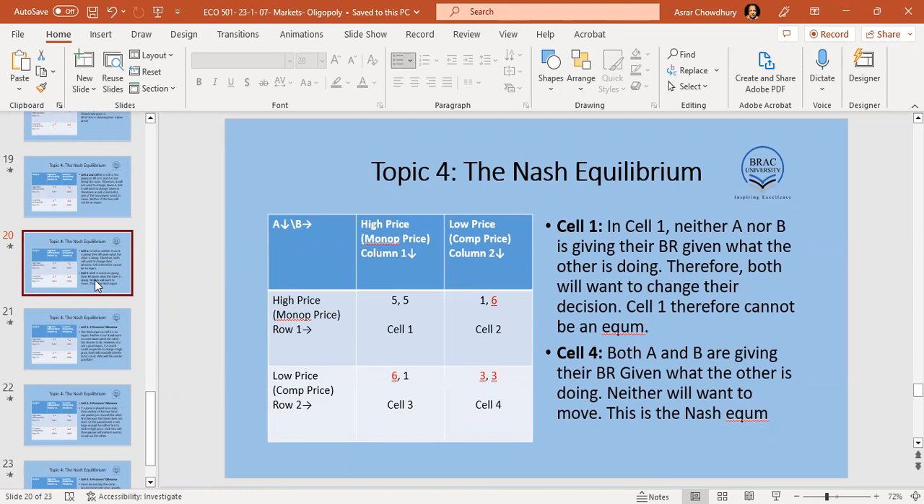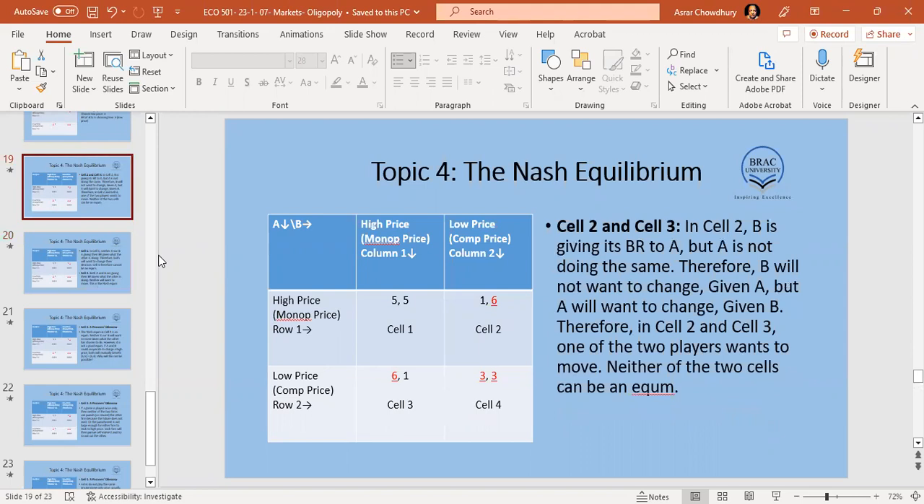এখন let us look at these two cells. Cell 2 and cell 3. In cell 2, who is happy? Player A or player B, given what the other person is doing? Player B. Player A is not happy, right? কম profit হচ্ছে। তাহলে সে definitely বলবে যে না, this cannot be an equilibrium. What about this, নিচে চলে আসবে। এখানে কে happy, A না B? B, Cell 3 তে। A বলবে যে I'm not happy. তার মানে this cannot be equilibrium.